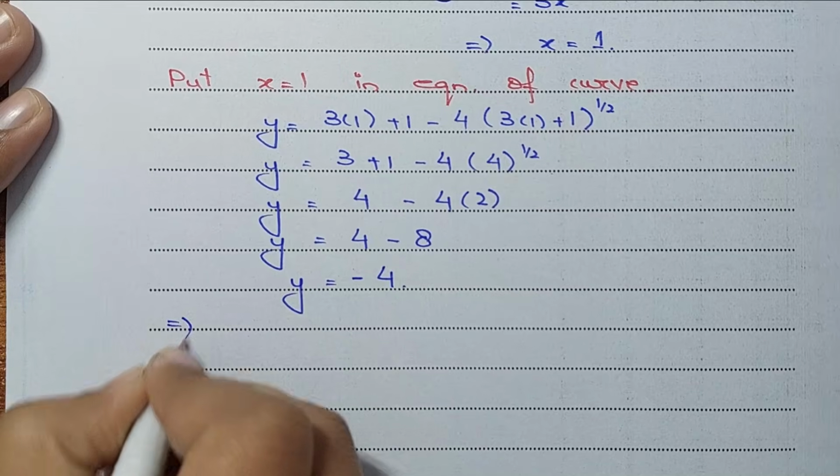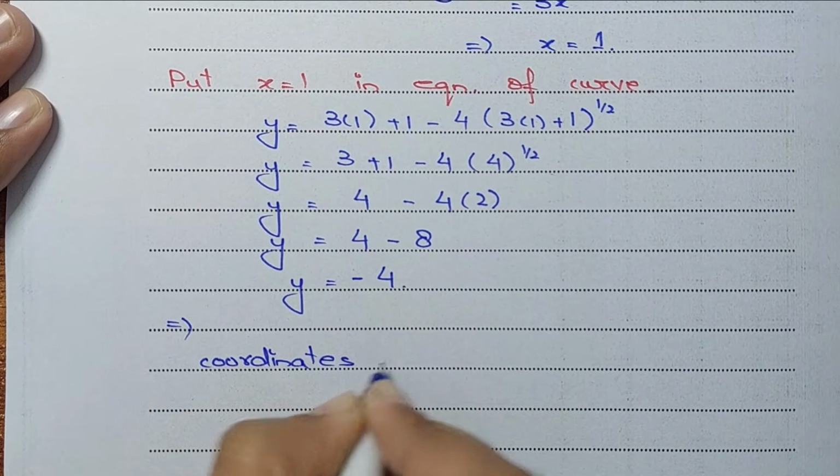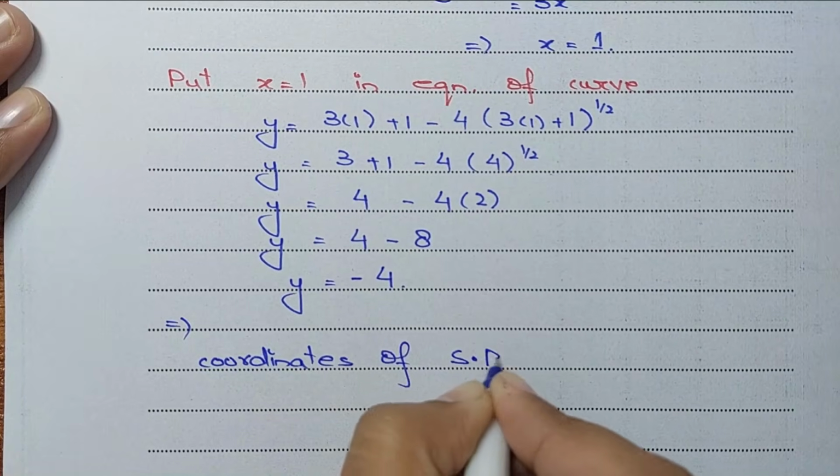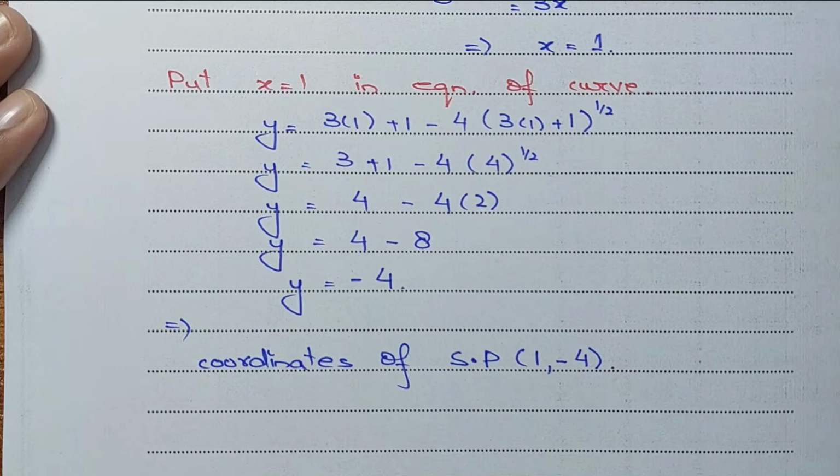So this implies the coordinates of the stationary point are 1 and negative 4. These are the coordinates of the stationary point.